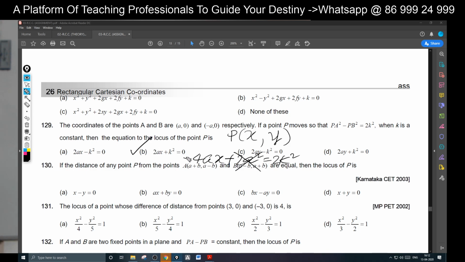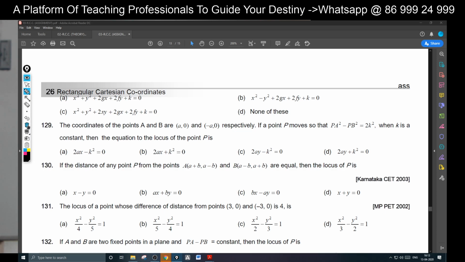Yes, Sudhakar answered it and Pratham also answered it. It is option B, 2ax plus k square equal to 0. That's good. This is a very simple problem. You must train yourself to calculate it through mind. That is direct calculation. Without putting your pen on the paper, you must practice it like that.